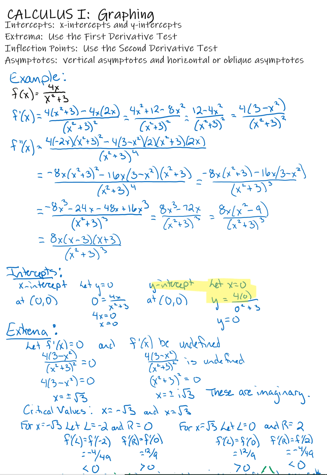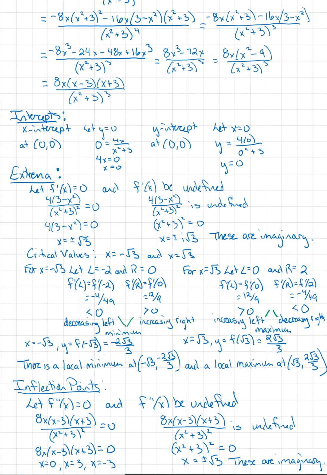The x value is 0. Again, going to our original function, the y value we get from that, we simply replace x with 0 and we get a y value of 0 as well. So the x and y-intercept in this case is the same. It is the origin. All right, so now on to the fun part, extrema.